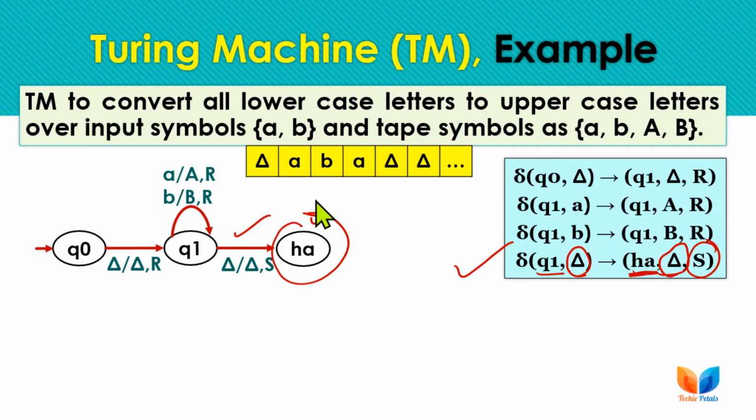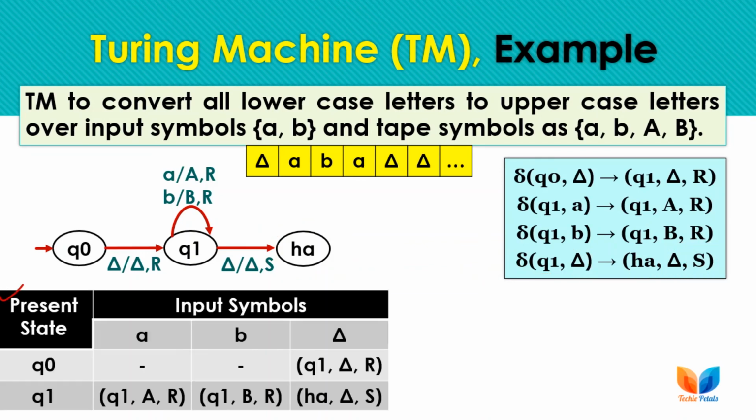Now this is the corresponding transition table. This is very much similar to the NFA and DFA tables. Here from Q0 after reading A we are performing nothing, for B we are performing nothing, but for blank we have this transition. So from Q0 for null we are moving to Q1, replacing blank with blank, and the move is right.